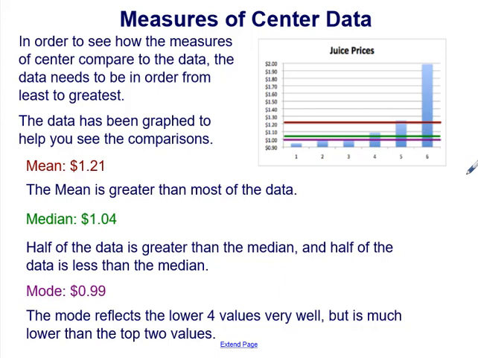Now your mode is 99 cents. You had 2 data values with the mode. The mode reflects the lower 4 values very well, but is much lower than the top 2 values. So actually, you could make an argument for all 3 of these measures of center, but it really depends on what you're trying to tell about the data, how you want to interpret the data.